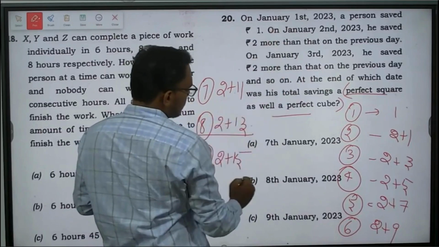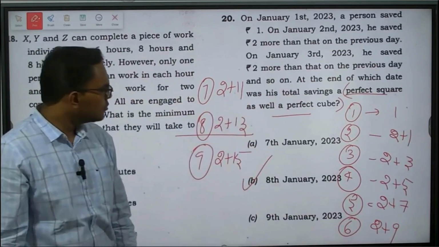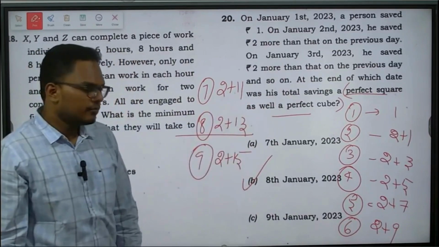So you're starting with 1st January, so the 8th day is 8th January. So on 8th January, you'll get a perfect square and a perfect cube. So which means this is neglected.